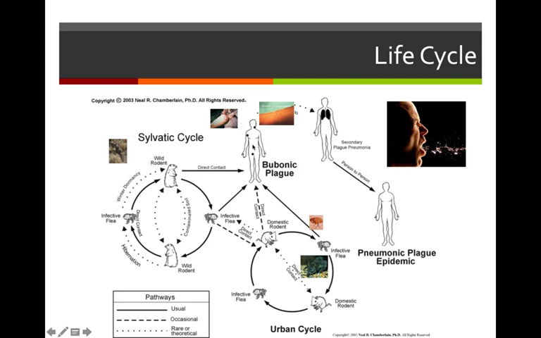In some patients, and we'll talk about this on the next slide, the bubonic plague can turn into what's called pneumonic plague, where it gets into the lungs. When it gets into the lungs, it can then be spread person to person without the flea as an intermediate.